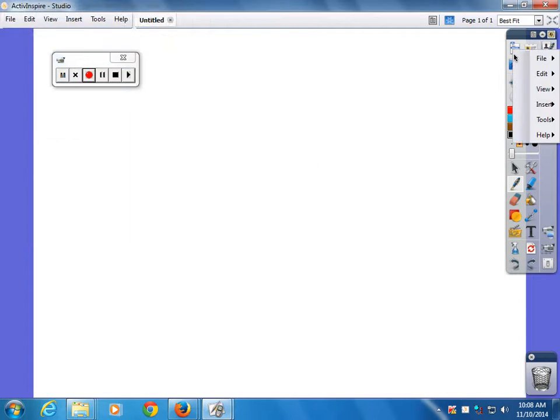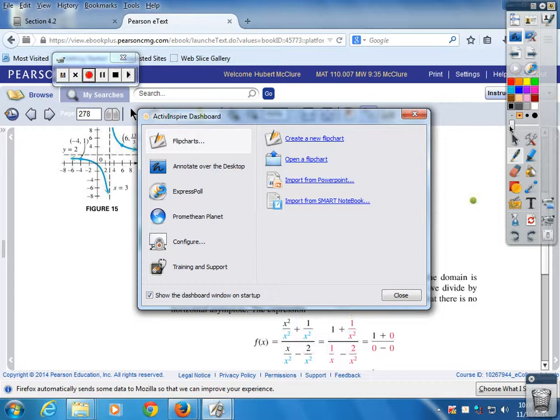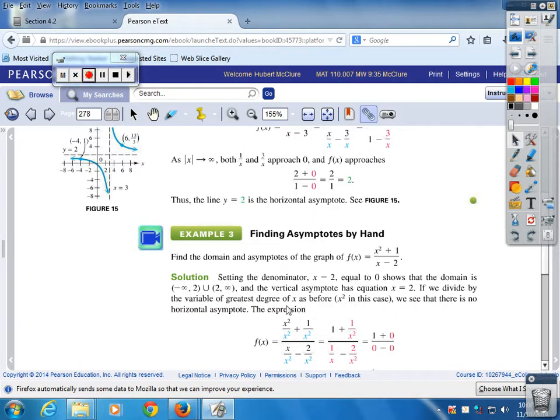And we're going to do this problem right here. X squared plus 1 over x minus 2.